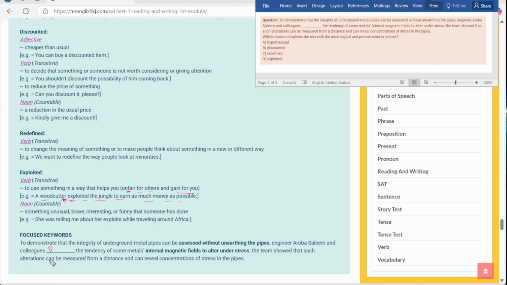And in this sentence also, because we are saying the engineers and the colleagues exploited the tendency of some metals. The team showed that such alteration can be measured from a distance and can reveal concentration of stress in pipe, assessed without unearthing the pipe. So they don't need to unearth the pipe. They don't need to take pipes out of the earth. Obviously, it would cost their money and time. So they saved their money and time by using this method. Obviously, it was a gain for them. Doesn't matter how unfair it is for others. They just made their own gain. That is what exploit means.